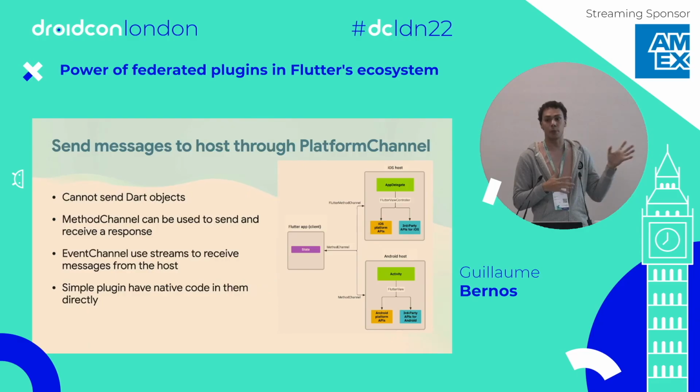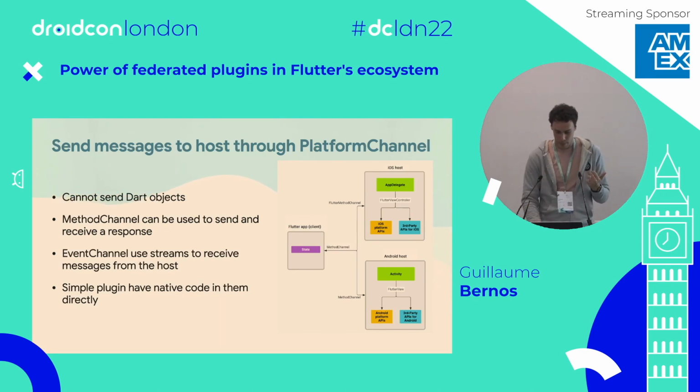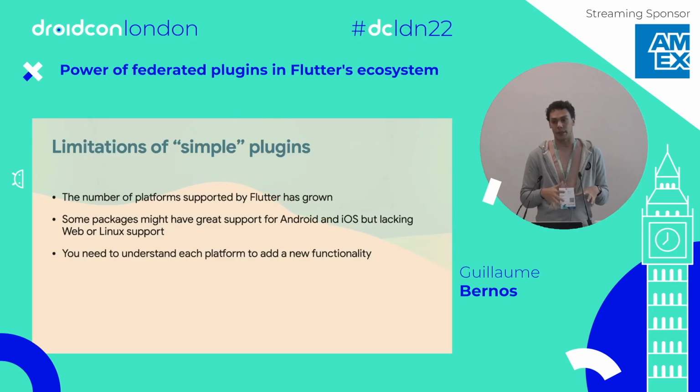As I've said, a simple plugin will have all its code directly in one package, which means, for instance, if you have a sensor package, you will have the lib, the Android folder, and the iOS folder directly in it. But there are some limitations to having all the code in one place. First, the number of platforms supported by Flutter has grown a lot, which means that now you can support Android, iOS, web, macOS, Windows, Linux, and probably they will add other platforms soon.